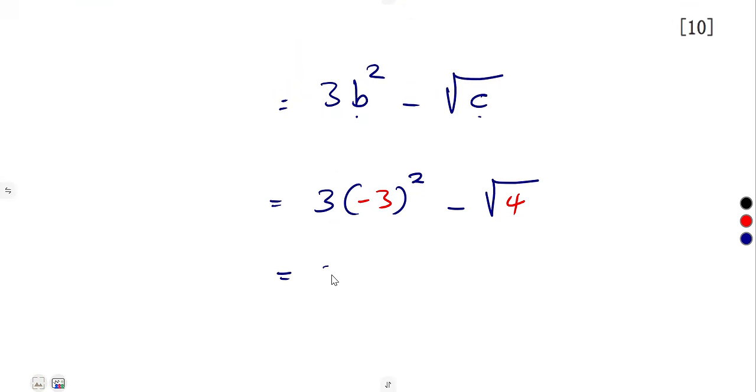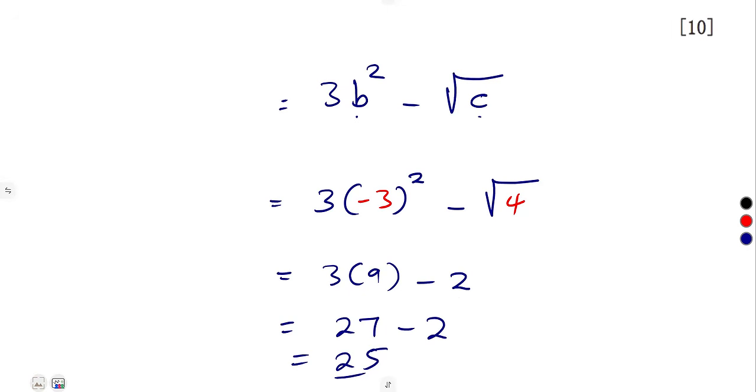So you can simplify 3 times -3 squared. The whole bracket is raised to the power of 2, so it's going to be positive 9, -3 times -3. Minus the square root of 4, which is 2. So 3 times 9, that's 27, minus 2, which is going to give us 25.